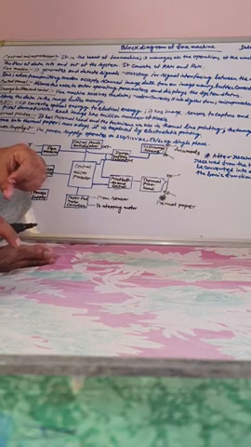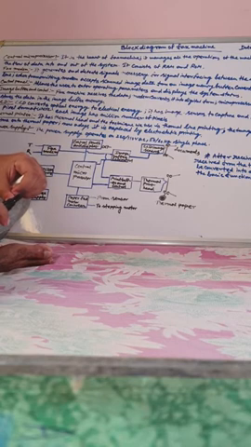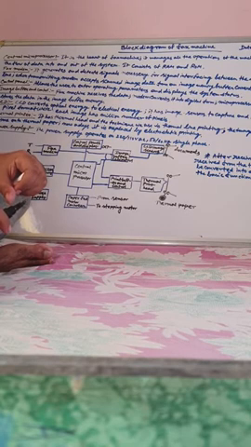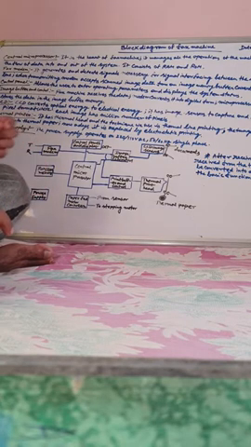Then the image buffer and control. The fax machine receives the data. The modem converts it into digital form. The microprocessor, after processing, stores it in the image buffer memory. So the job of the image buffer memory is to store the data which is received by the microprocessor after the modem converts the data into digital form.